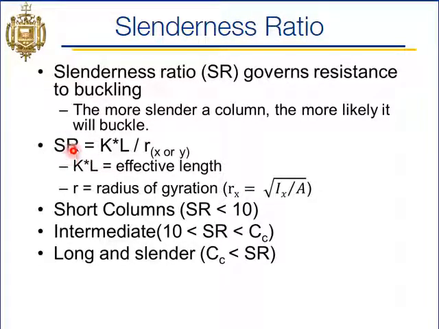Once we find our slenderness ratio, we can classify our column. We can classify it as short, which is going to be our strongest column, with a slenderness ratio less than 10. Intermediate would be a slenderness ratio between 10 and C sub C, the critical slenderness ratio. Our long and slender columns have a slenderness ratio greater than that critical slenderness ratio, which we'll show you here in the next few slides.